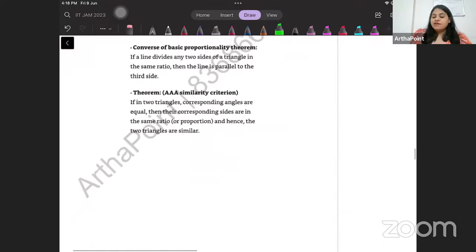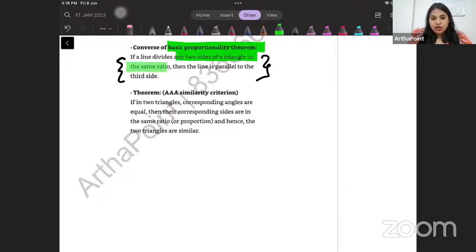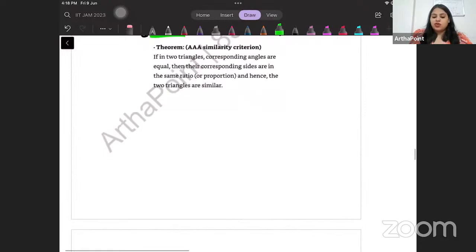Converse of the basic proportionality theorem: if a line divides two sides of a triangle in the same ratio, then the line is said to be parallel to the third side. We have done this. Now we come to the next theorem, beta, which is known as the AAA similarity criterion. What does this say?